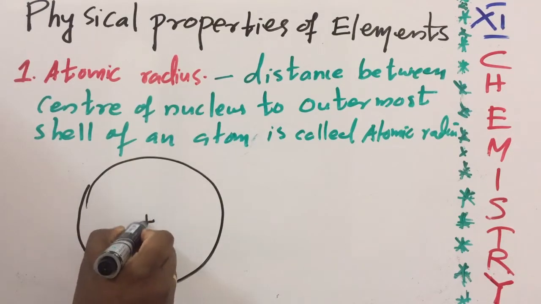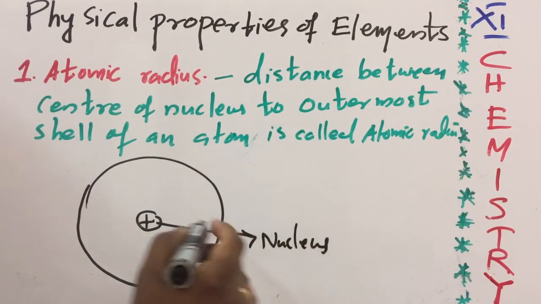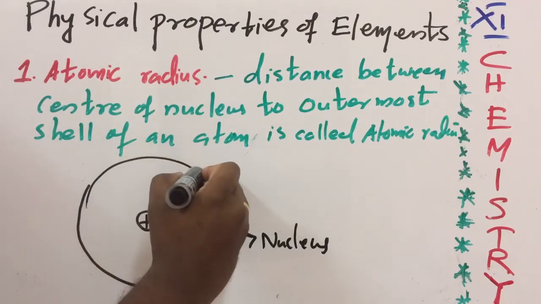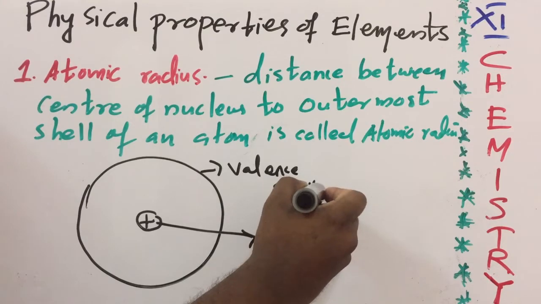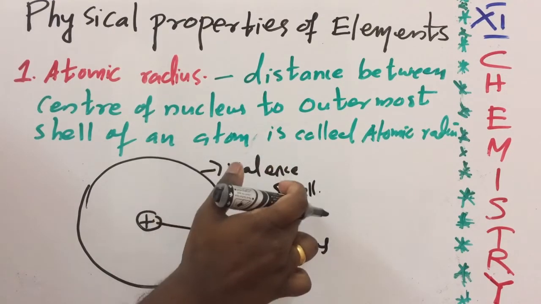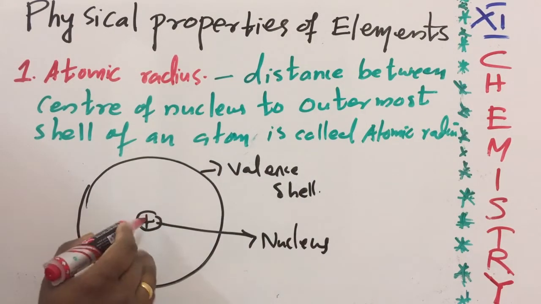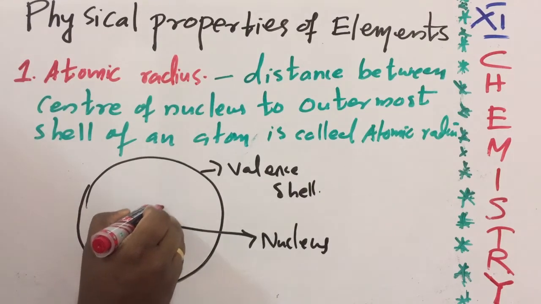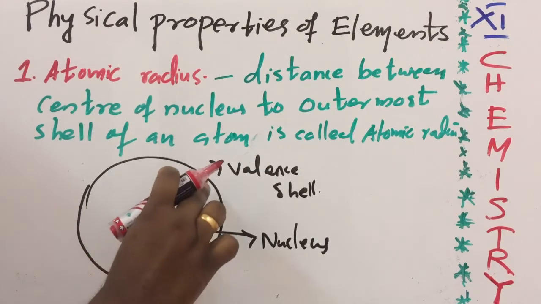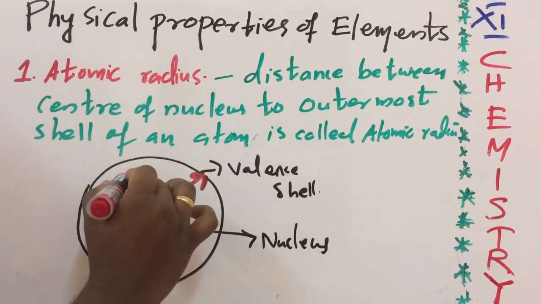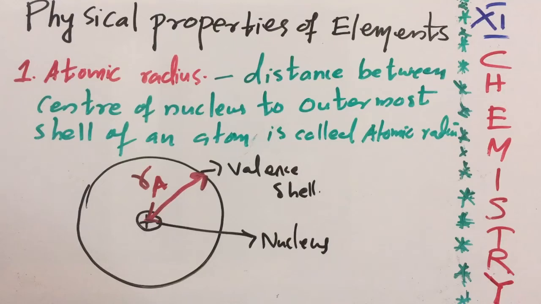Protons are concentrated at the center, called the nucleus. And the last shell is called the valence shell. Valence electrons are present on the valence shell. And what is atomic radius? The distance between the center of the nucleus to the electrons of the outermost shell, this distance is called atomic radius, Ra.